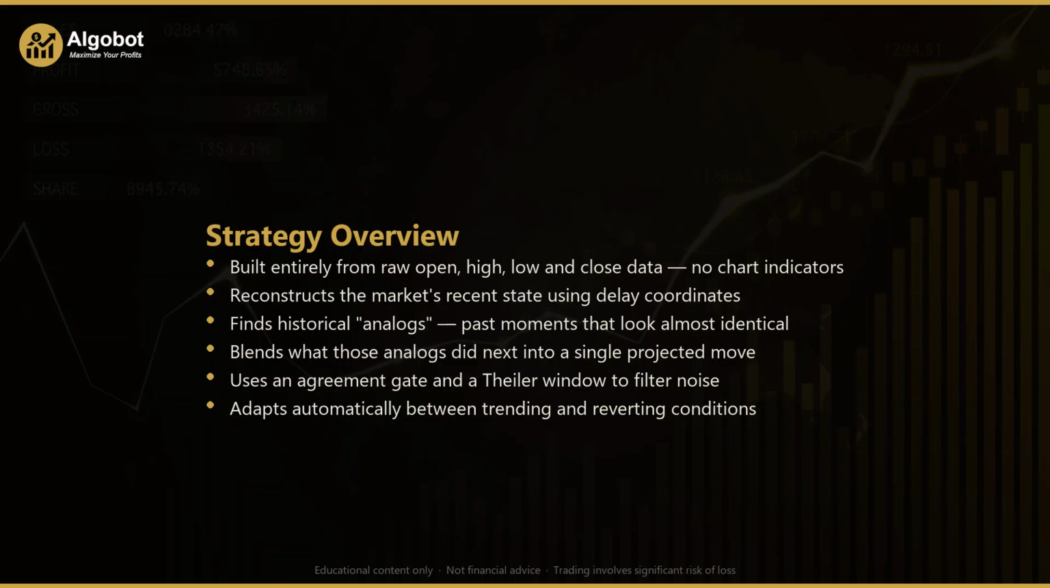Because it learns from whatever the historical analogs actually did next, it does not force a trend following or a mean reverting view. In a persistent market, the projection tends to point with the recent move. In a choppy, reverting market, it can point against it. The same engine quietly flips its behavior as conditions change.